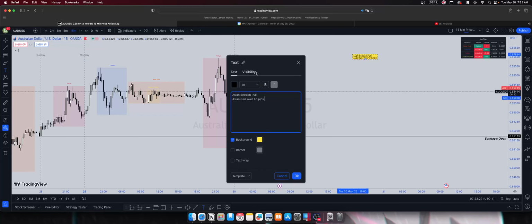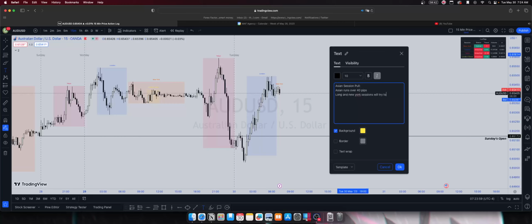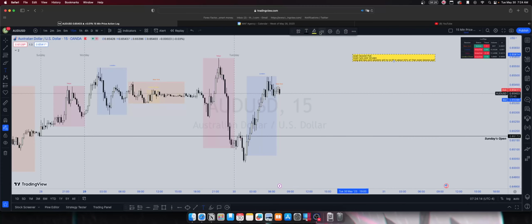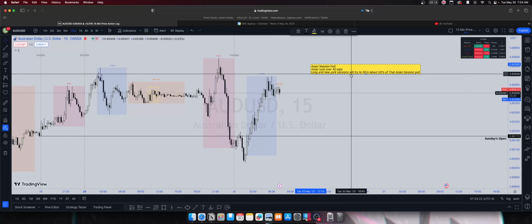So what I've noticed is that when the Asian session tends to run over 40 pips, the London and New York sessions will be dedicated to, or will try to, fill in about 50% of that Asian session pull. Now, when I say this, it'll try to fill in about 50% of the Asian session pull.